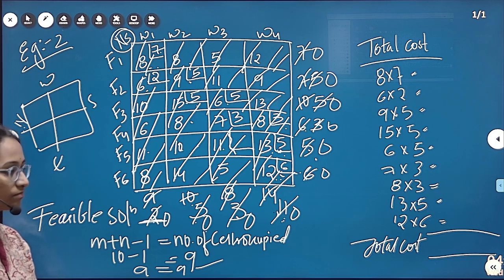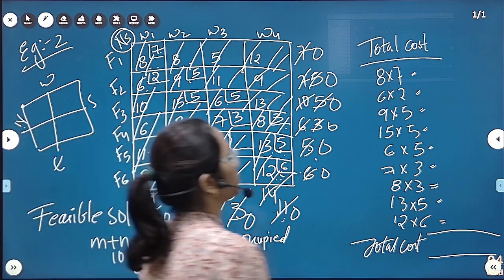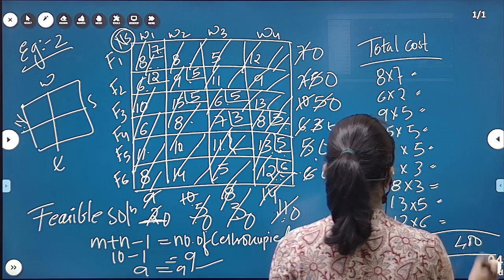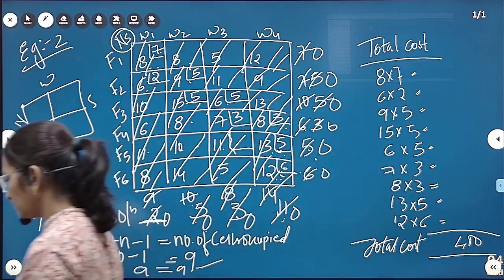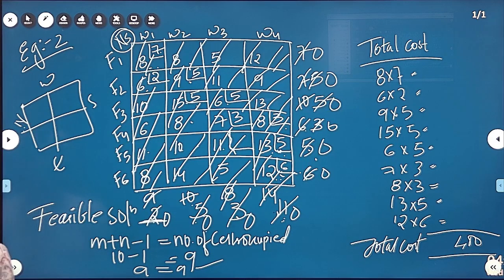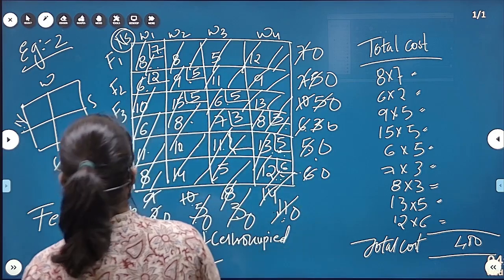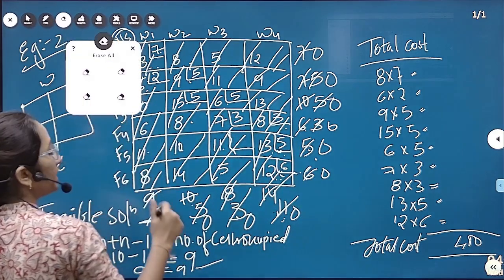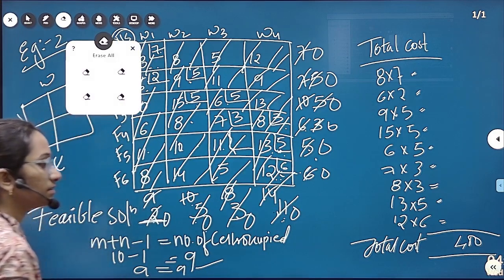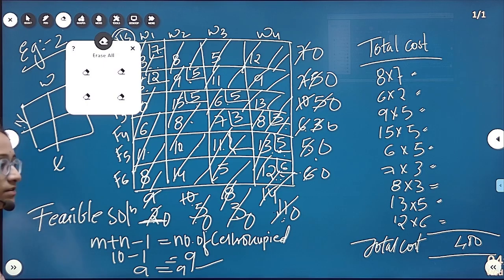Ma'am, total cost 400. Yes, 400. Okay, finished everyone? Copied? Everyone, are you listening to the class or are you muting the call and doing your own work? Chalo, I'm erasing it. Can I? One minute, ma'am.